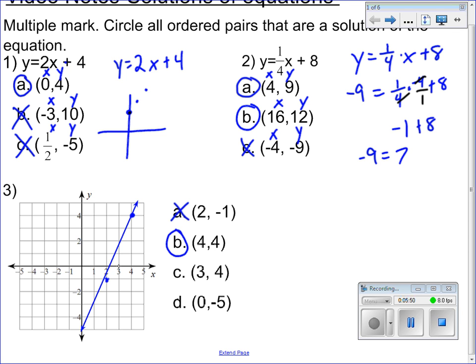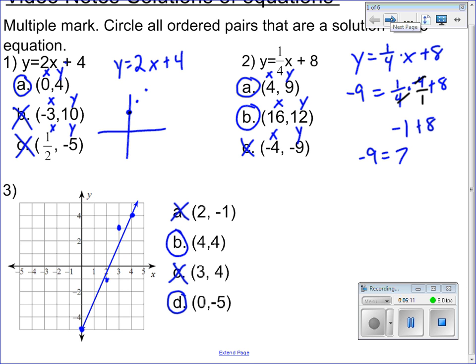3, 4, we're going to go over 3, up 4. The point 3, 4 is not on the line, so it is not a solution. And then 0, negative 5, we're going to go left and right 0, down negative 5. As you can see, it does fall on the line, so D is a solution.